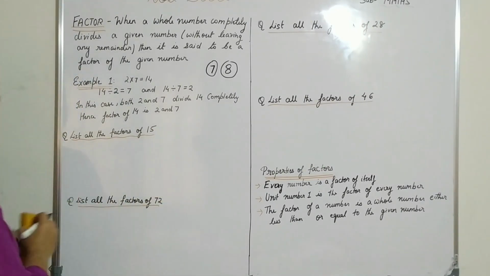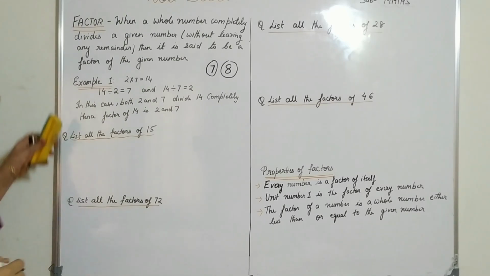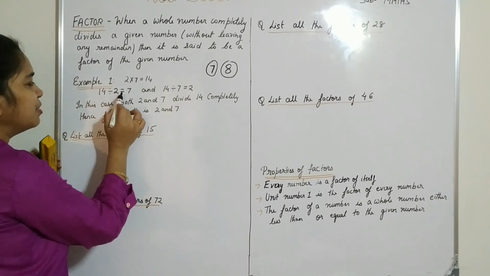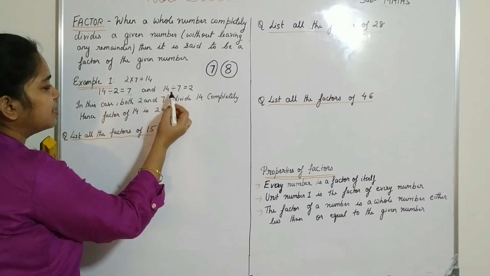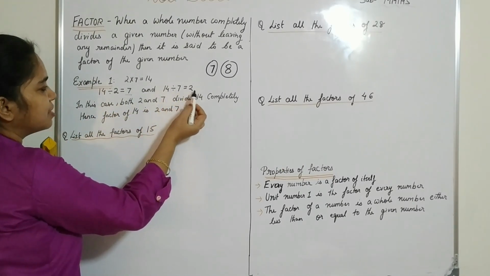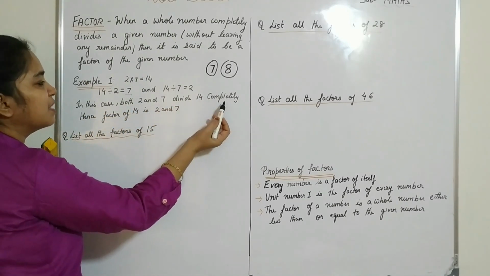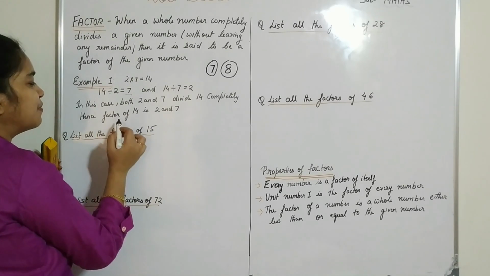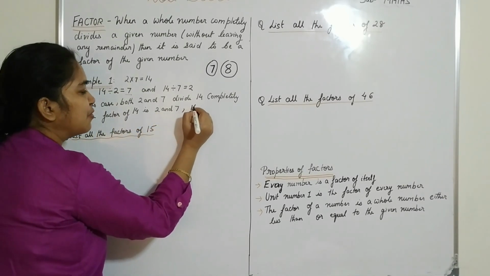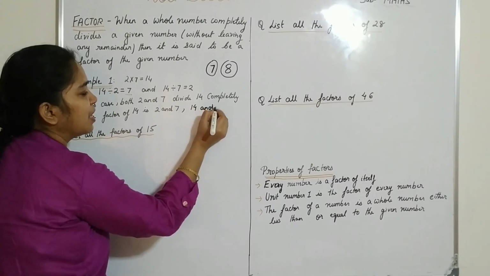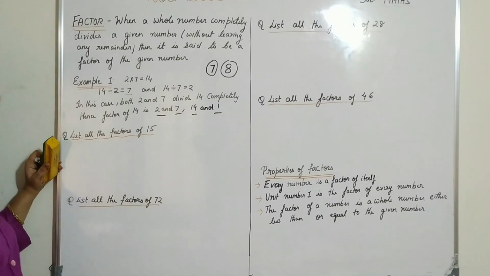For example, let's take 2 into 7 equals 14. So 14 divided by 2, the answer is 7. And if 14 is divided by 7, the answer is 2. So in this case, both 2 and 7 divide 14 completely. So the factors of 14 are 2 and 7, and also 14 and 1. So these are the 4 factors of 14.